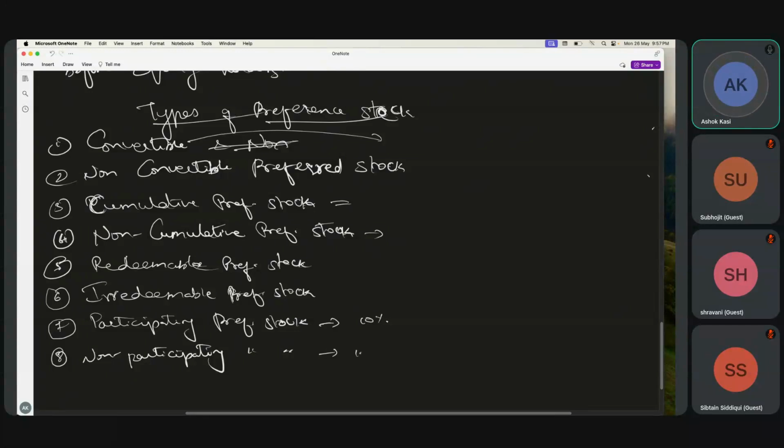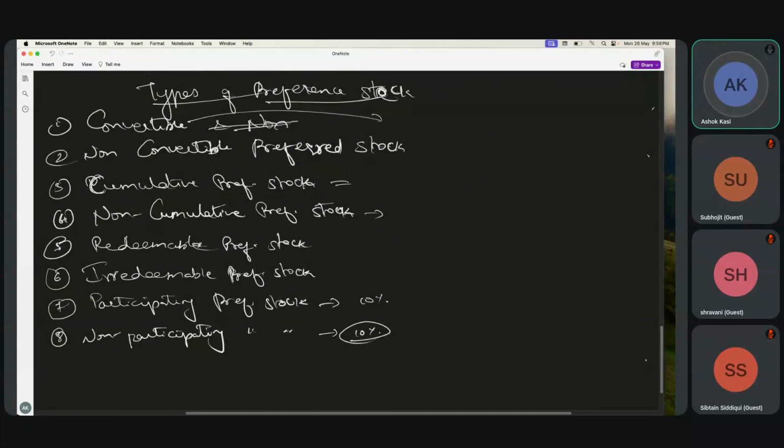Non-participating means 10% has been promised to you, take only 10%. No matter how much more profit the company makes, you will not be a part of the game, you will get only 10%. That is called non-participating preference shares. So these are all various types of preference shares. Any questions, doubts on all these things?